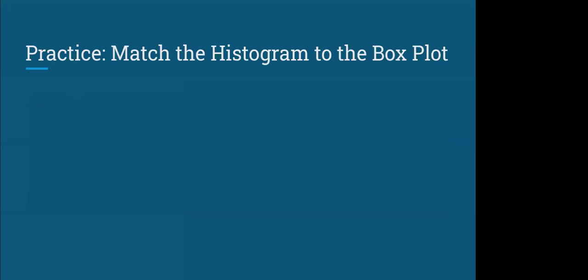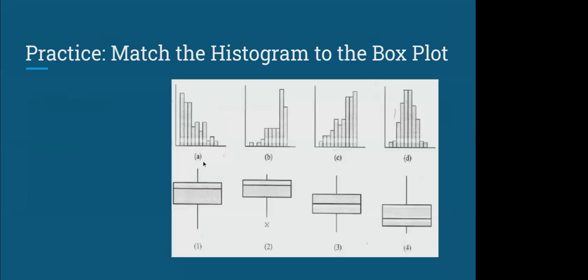So now, look at this. We have 4 situations here. We have 4 histograms up top, 4 box plots. We are going to match them. Again, this was what Cool Down 2 was emphasizing. So now, when we look at histogram A, would you describe it as skewed left, skewed right, or symmetric?